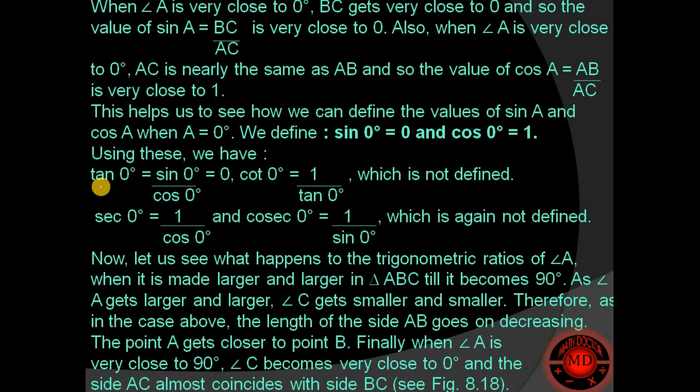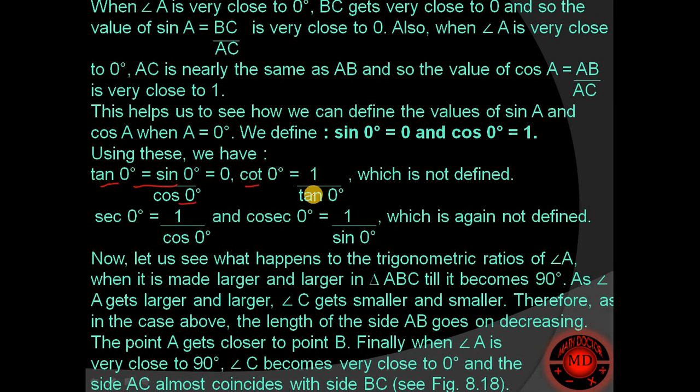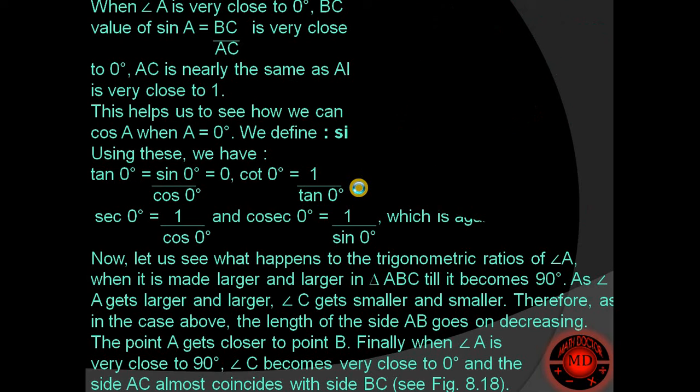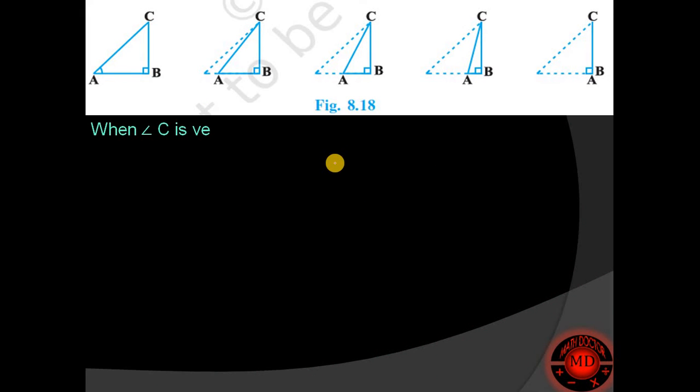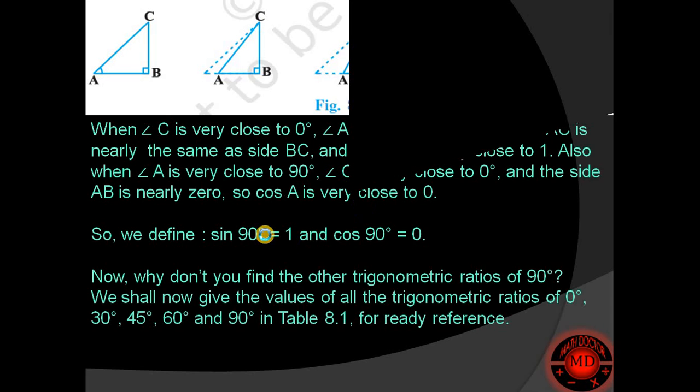Now we also know that if sine 0 is 0, then tan 0 should be sine 0 by cos 0, and that's the idea. We are left with tan 0 also being 0. Cot 0 should be not defined because it is the reverse of it. If it is 0, then 1 by 0 is not defined. Okay. So now let's solve some problems.